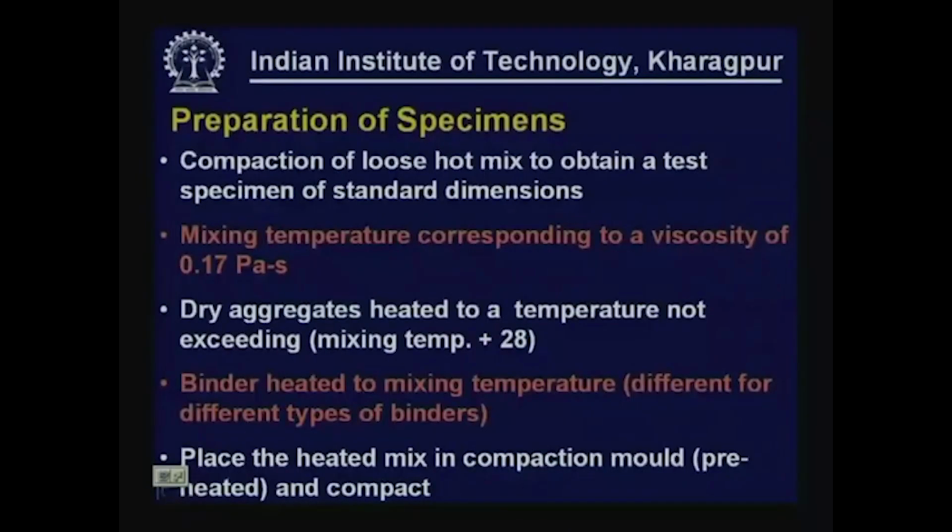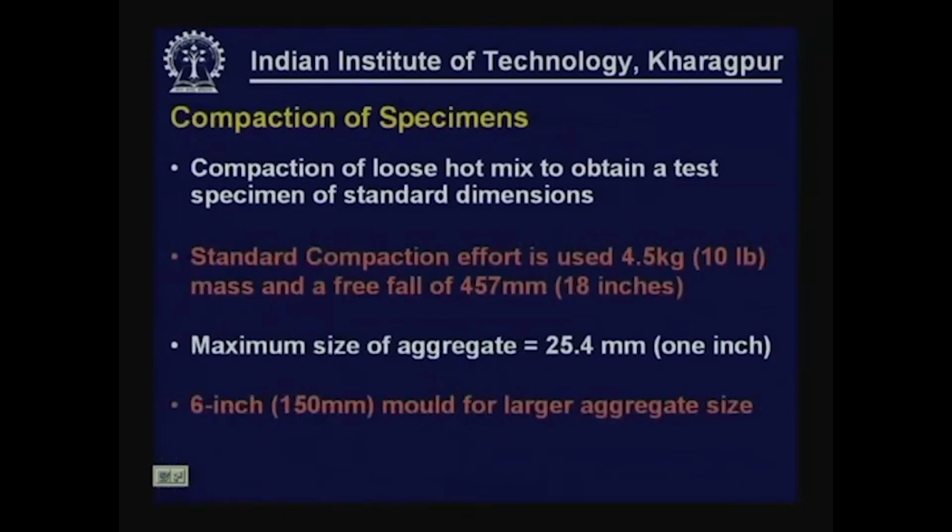The binder plus aggregate mix is placed in the compaction mold, which is to be preheated, and the heated loose mix is compacted. The compaction of loose hot mix to obtain a test specimen of standard dimensions, as we indicated in the previous slide. Standard compaction effort used is by a 4.5 kg hammer having a free fall of 457 millimeter. The maximum size of aggregate that we can use is 25.4 millimeter. For larger size of aggregates, we can also use 6-inch diameter molds.